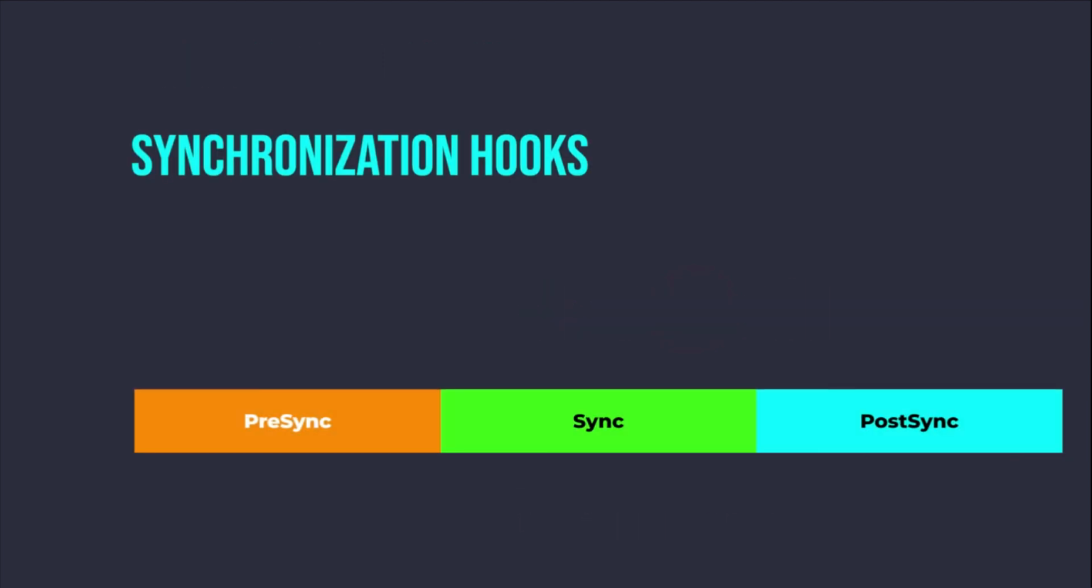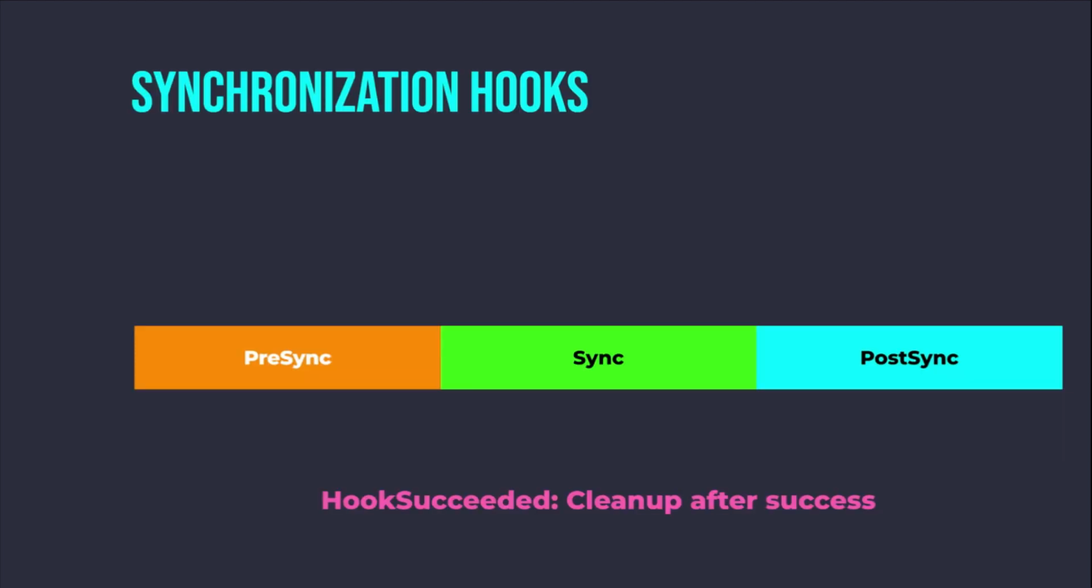Sometimes, resources require actions before or after deployment. ArgoCD supports synchronization hooks defined using Kubernetes annotations. Use argocd.argoproj.io/hook: PreSync to execute a job before the main application manifests are applied. Use PostSync for cleanup or verification tasks after deployment completion.